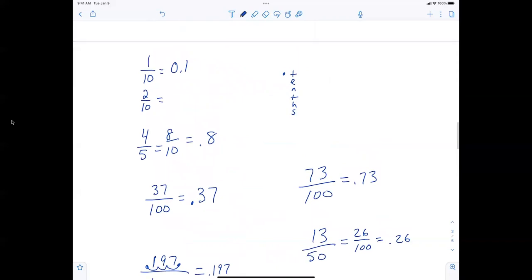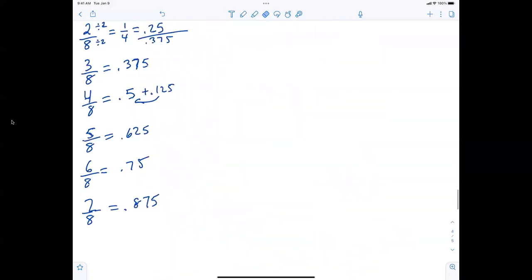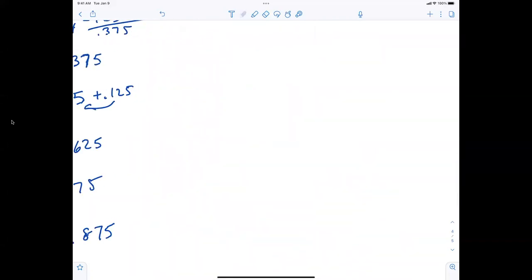Let me just write out everything we should know. We should know 1/2. Now, why is 1/3 easy to remember?